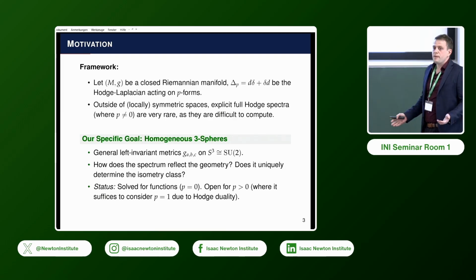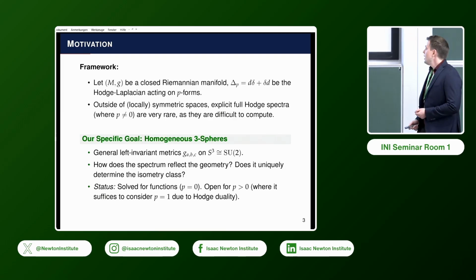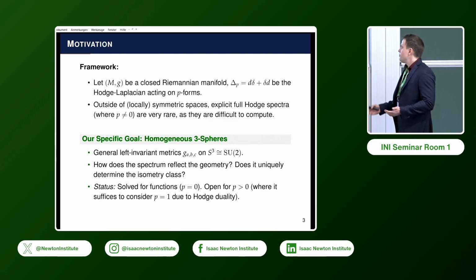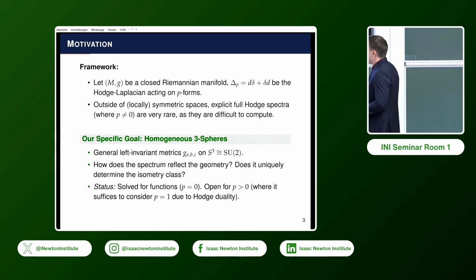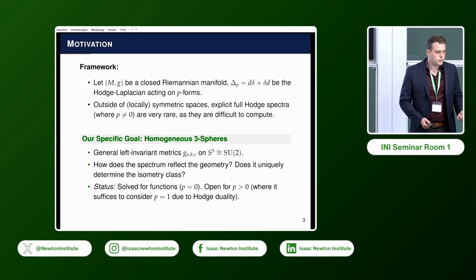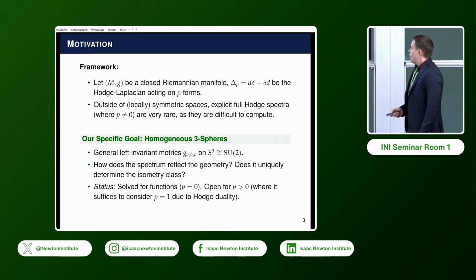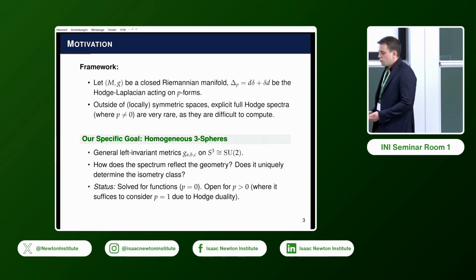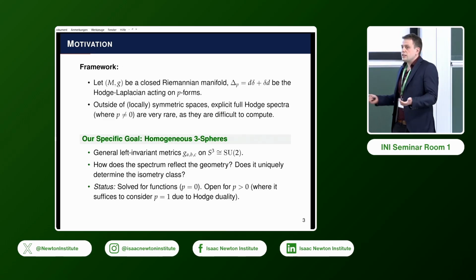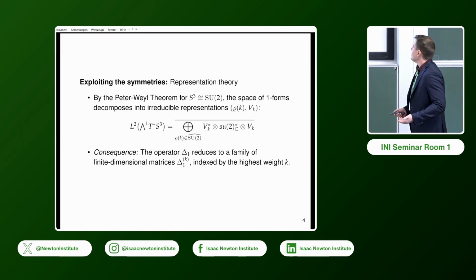Any homogeneous metric on SU(2) can be parameterized by 3 positive values, A, B, and C. And we try to tackle the question of how the spectrum reflects the geometry and whether it uniquely determines the isometry class of SU(2). For functions, this is solved already. So we considered one-forms because this is enough to investigate, due to Hodge duality.